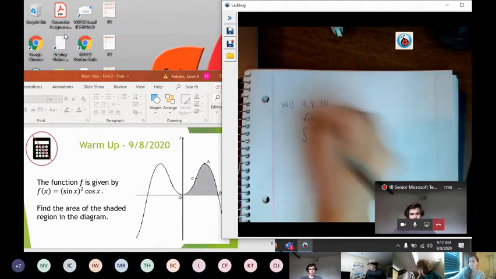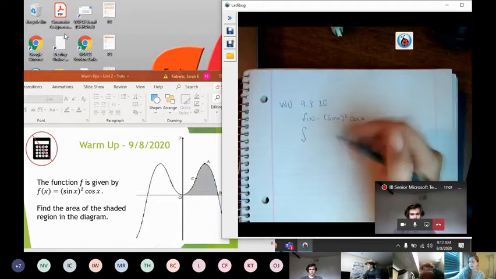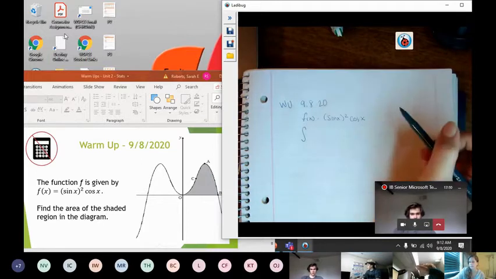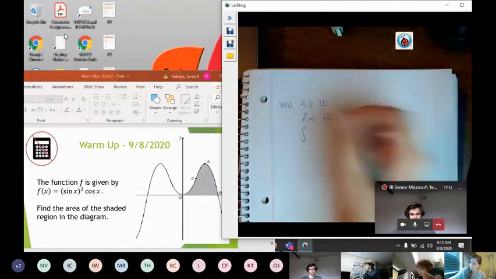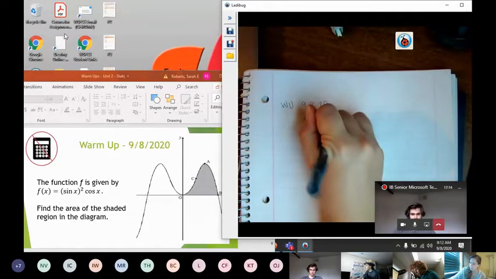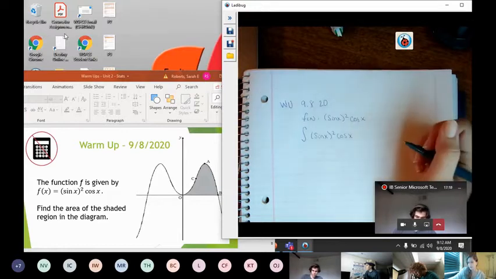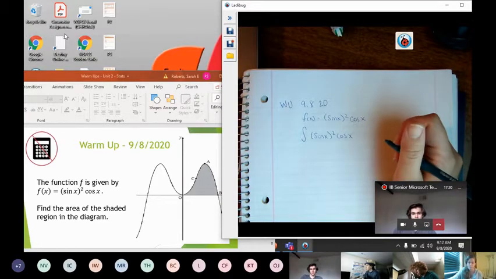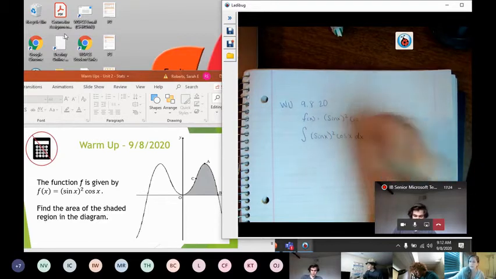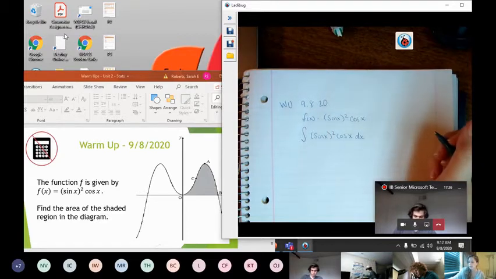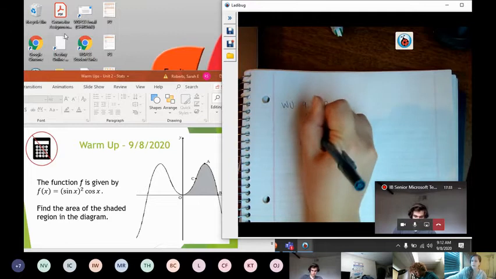What's going to be in my integrand? The stuff on the inside. The equation, sine x squared cosine x. Perfect. And what are we integrating with respect to, which variable? X. Yeah, so we need to have our dx at the end. And what are my limits of integration going to be? 0 to b. Yeah, so we need to figure out what b is.